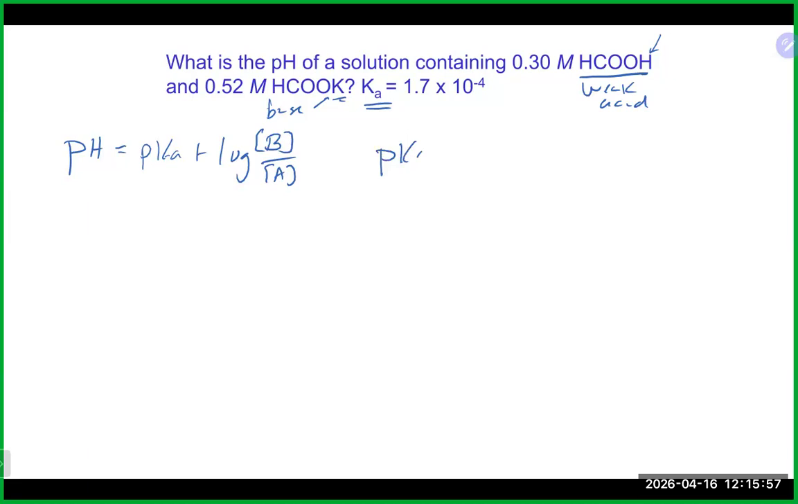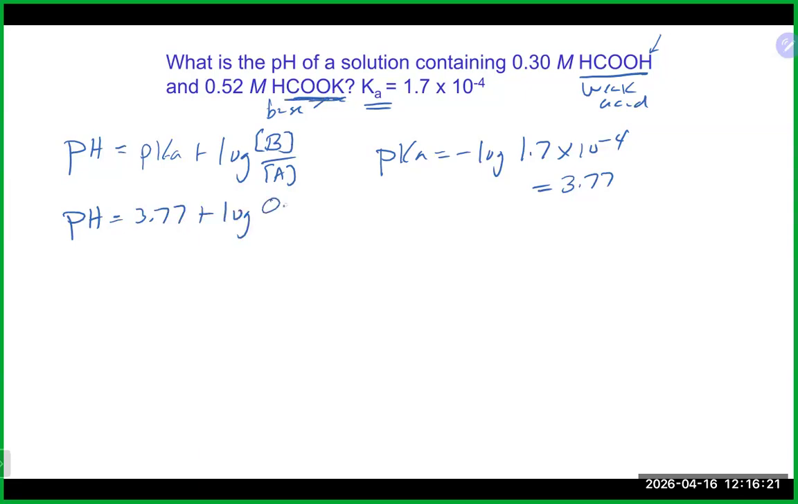In this case, our pKa value will be minus the log of the Ka, which is 1.7 times 10 to the minus 4. That's going to get us a pKa value of 3.77. So the pH will equal 3.77 plus the log. Once again, this is our acid. Our base is going to go up on top, divided by our acid, which will go on the bottom. That's 0.52 divided by 0.3. Take the log of it, add it to 3.77, and we get a 4.01 pH in this case.